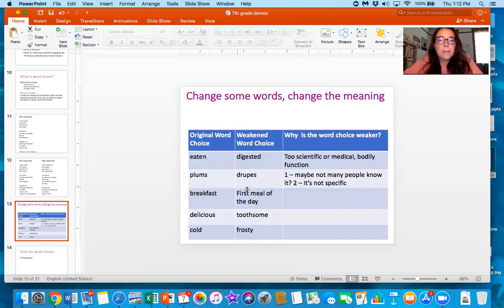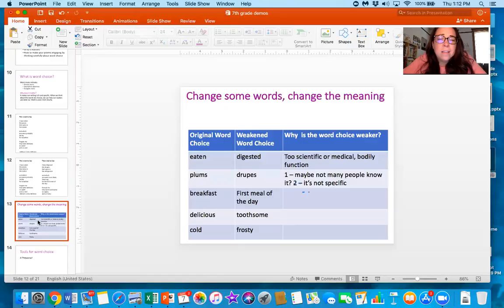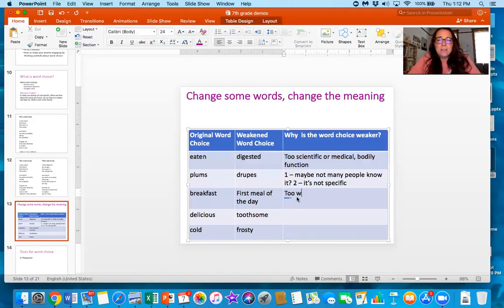Okay, the next one, breakfast and first meal of the day. Let's see. And which you were probably saving for breakfast, and which you were most likely reserving for the first meal of the day. This one, I don't know, it's maybe not as bad, it's not as weak as digested and droops, but I think it's just too wordy. Why do you want to say 5 words when you could say one that means the same thing?